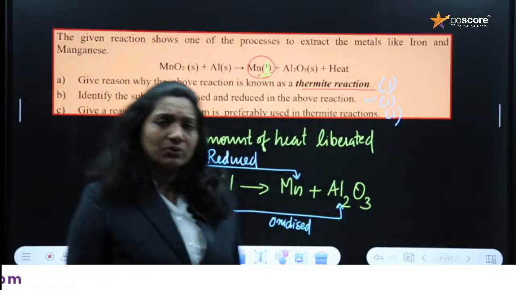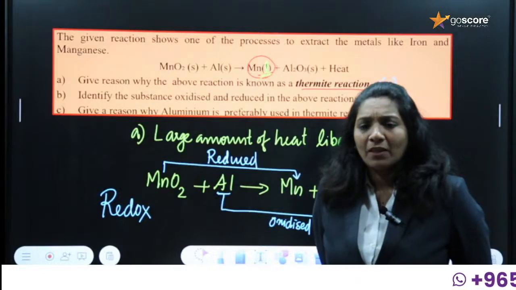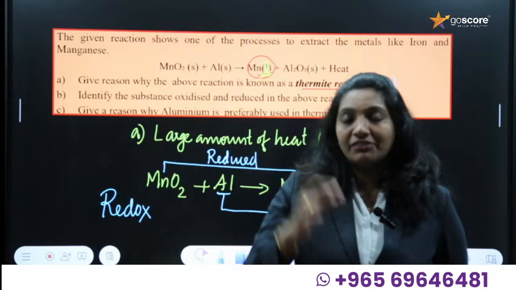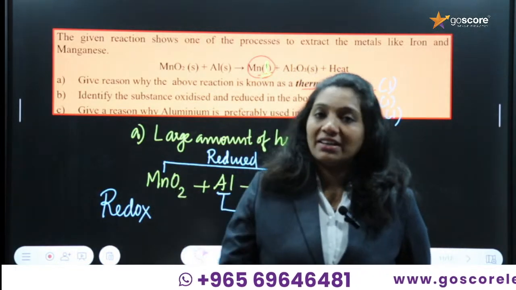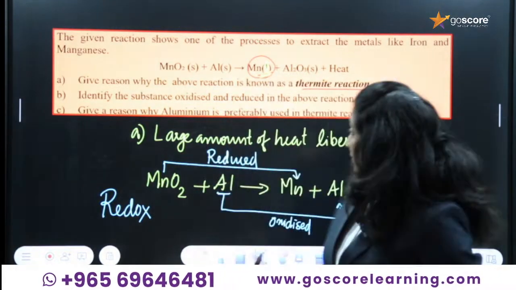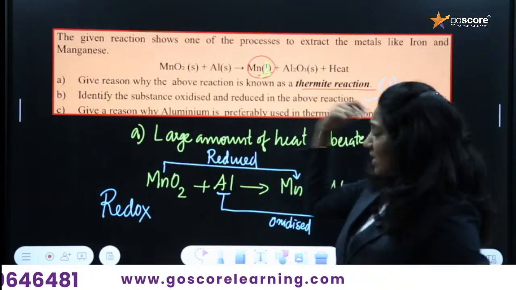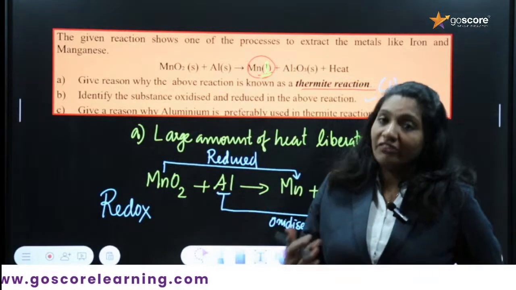Why are we using aluminium in thermite reactions? What may be the reason? The first reason is aluminium is a highly reactive metal, right? Aluminium is highly reactive. That is one reason we are using aluminium here in the thermite process. And we know that aluminium is more reactive than iron and manganese in the reactivity series.